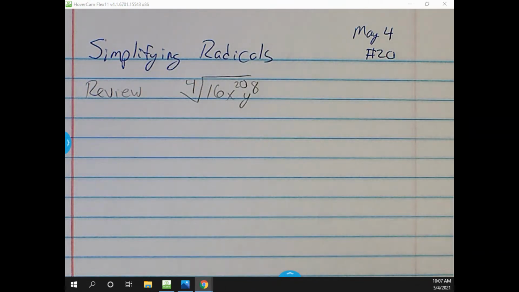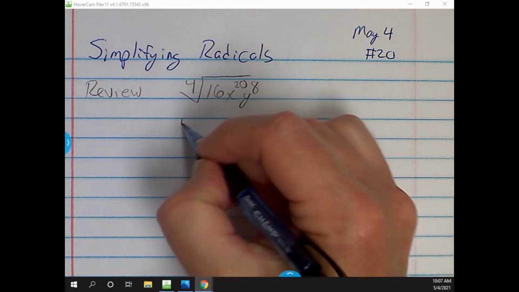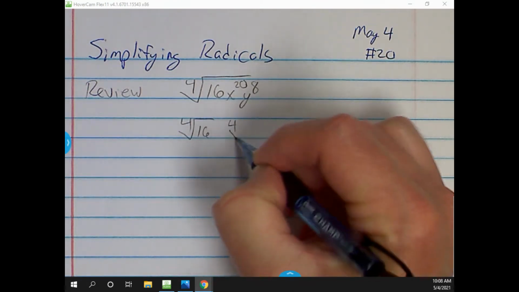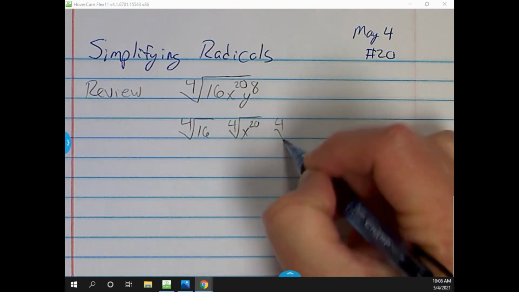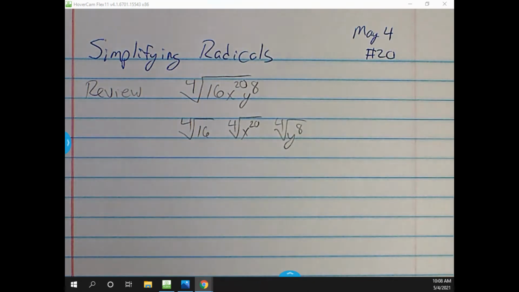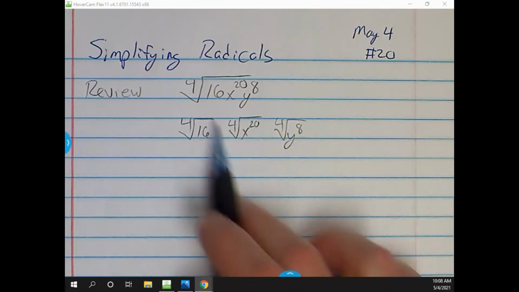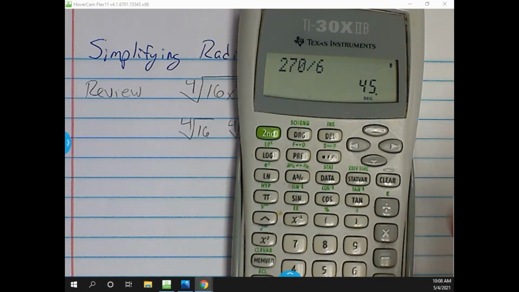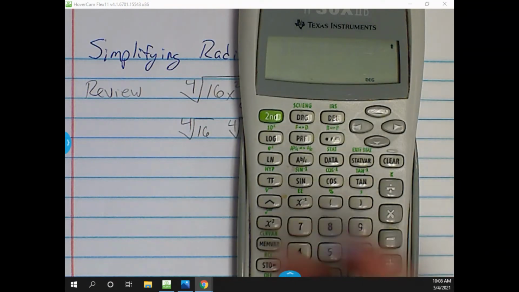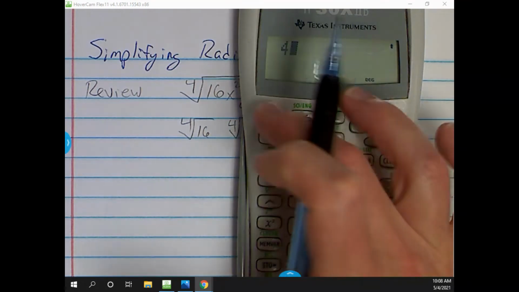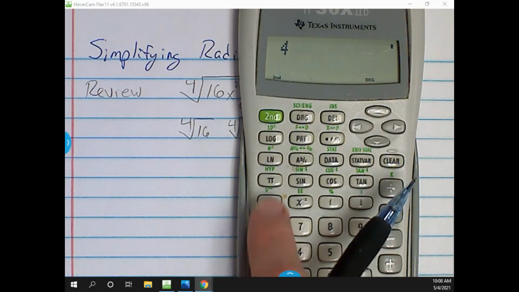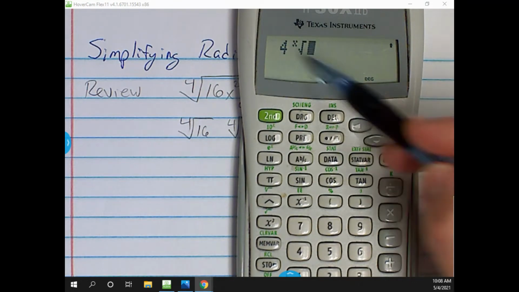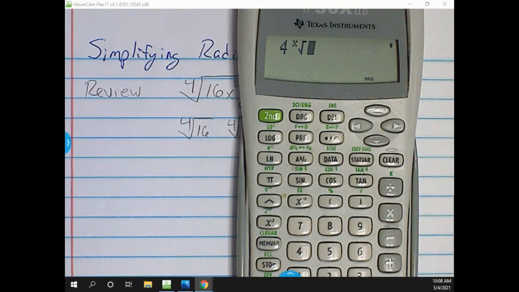We said you could break it apart one piece at a time. So we're going to do the fourth root of 16, the fourth root of x to the 20th, and the fourth root of y to the 8th. Yesterday, everything we were doing came out to be a perfect root. If you weren't here yesterday, you're using these calculators. On a Texas Instruments, for the fourth root you give the root number first, then hit second and the root button, which puts the 4 up in place of the x. Then you put in the 16, and you get an answer of 2.